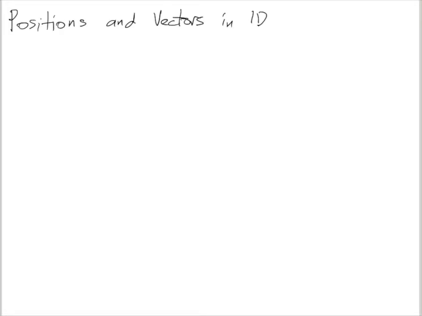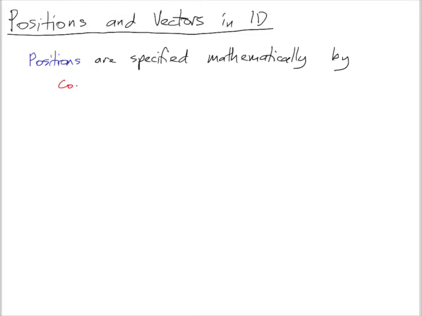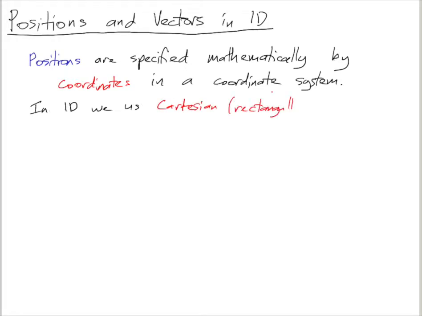Positions and vectors in 1D. Positions are locations of points somewhere in space, and they're specified mathematically by coordinates in a coordinate system. In 1D, we're mainly going to be using Cartesian or rectangular coordinates from a specified origin point.